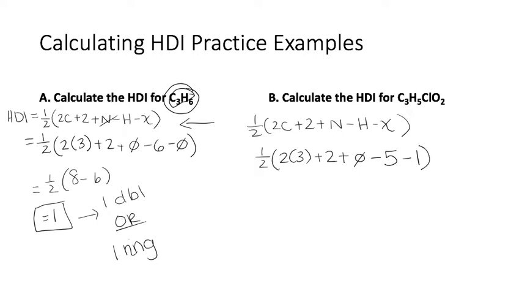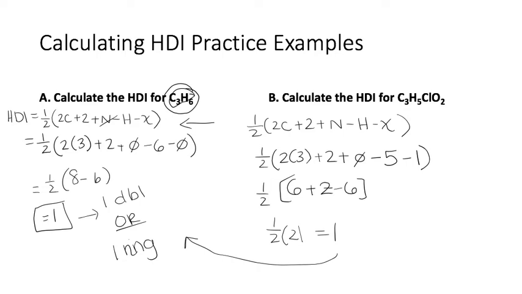I don't care about my oxygens, so then this gives me 6 plus 2 minus 6 times 1/2. So then that leaves me with 2 times 1/2 again, which gives me 1. So again, I have to check the NMR or my functional groups to see what the structure is, but I know for sure that it's either going to contain a double bond or a ring.